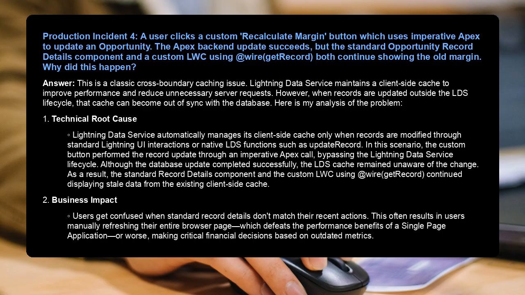1. Technical root cause. Lightning Data Service automatically manages its client-side cache only when records are modified through standard Lightning UI interactions or native LDS functions such as updateRecord. In this scenario, the custom button performed the record update through an imperative Apex call, bypassing the Lightning Data Service lifecycle. Although the database update completed successfully, the LDS cache remained unaware of the change. As a result, the standard record details component and the custom LWC using @wire with getRecord continued displaying stale data from the existing client-side cache.